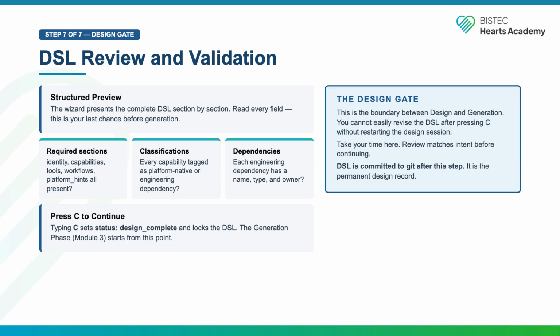That single keystroke sets status: design complete and locks the design. The DSL is committed to Git at this point. It is now the permanent, auditable design record for this agent. You cannot easily revise the DSL after pressing C without restarting the design session. That constraint is intentional. It enforces deliberate design. The cost of pressing C too quickly is a generation phase that produces artifacts based on a design you did not actually intend. Take your time here. The automated checks catch structural problems. The manual review catches intent mismatches. Both matter.